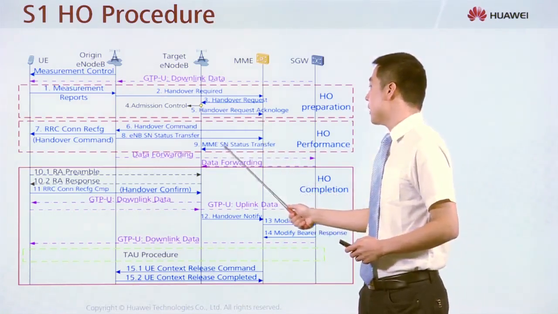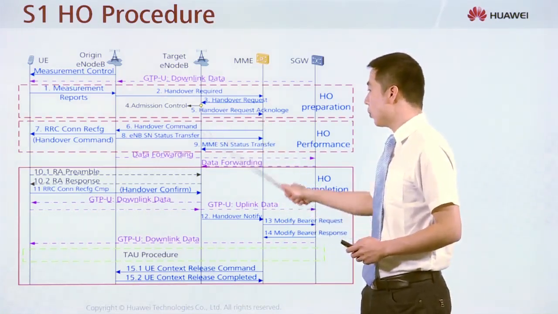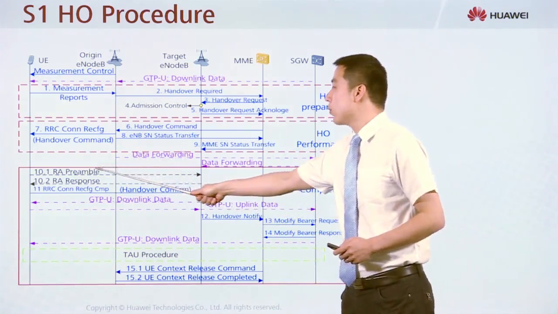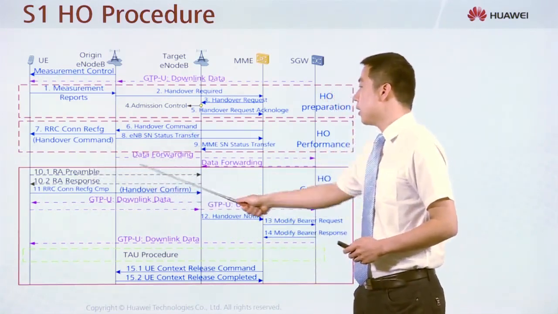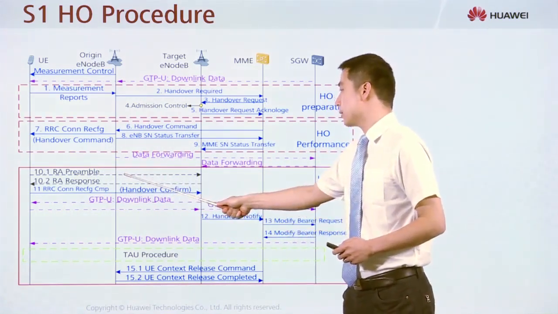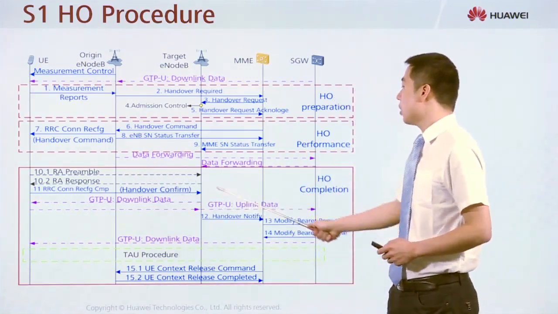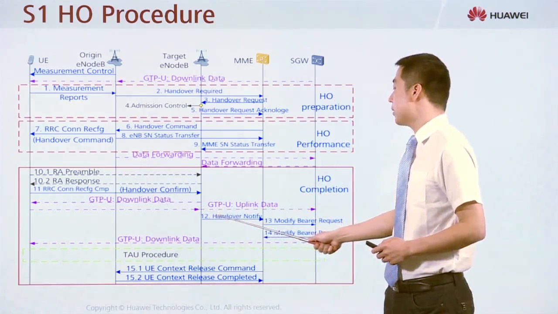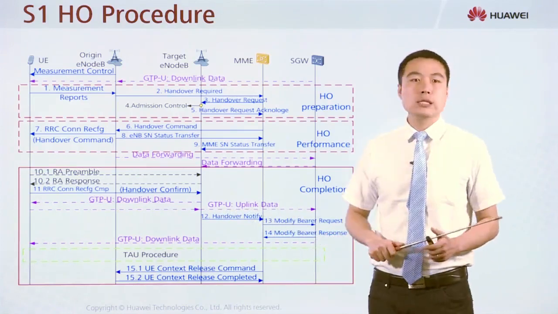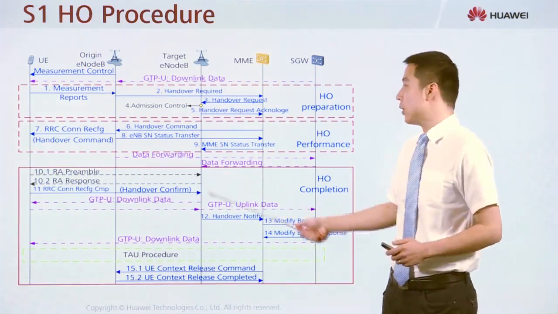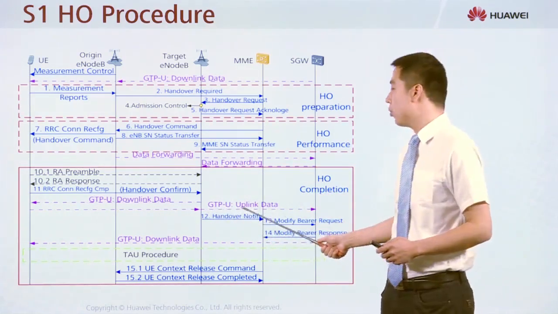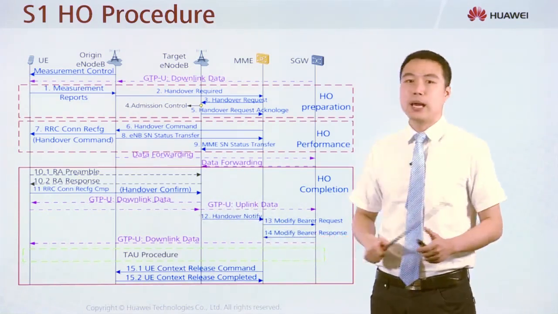After the SN status transfer, at last we have the handover completion procedures. The UE will perform random access in the target cell, and then send the handover complete message to the target cell after the random access procedures. Also, the target eNodeB will send the handover notify message to the MME. This handover notify message is just like the path switch for the X2 handover. For the X2 handover, we use path switch signaling, but for the S1 handover, we use the handover notify message. But actually, they are the same.